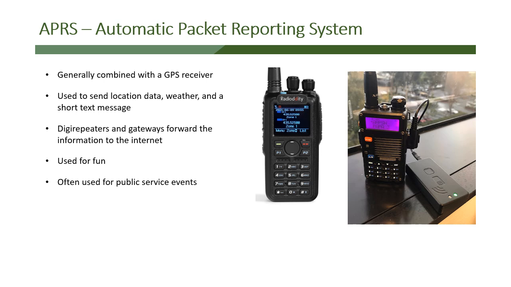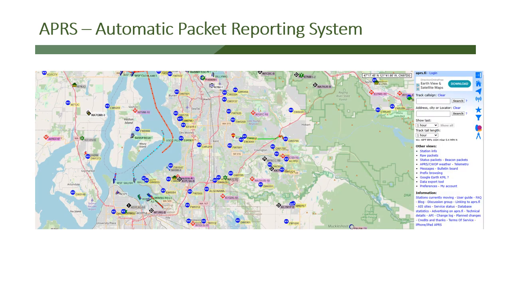However, with APRS, all the information is going to the internet. Somewhere along the way, it's going to go to a digirepeater and a gateway, and it goes to the internet, and you can go to aprs.fi, and you can now see all the APRS stations in your area or around the world. And if they're moving, as you can see on the right, you can indicate that you're tracking a call sign and you're tracking its motion.